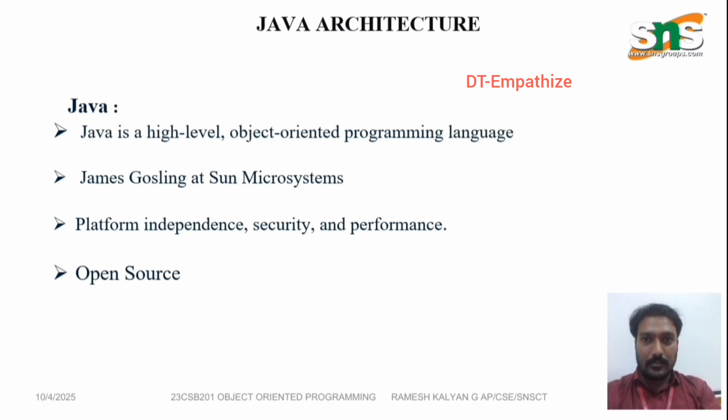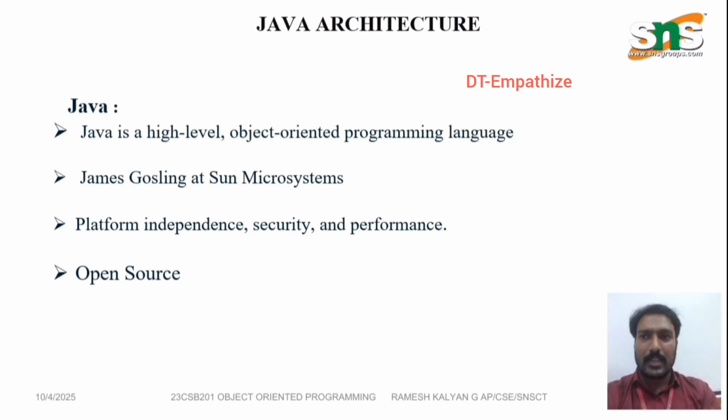So, before getting into the Java architecture, we'll see what Java is. Initially, Java is a high-level programming language. It is used most widely. It uses the concepts of object-oriented programming, like encapsulation, abstraction, inheritance, and polymorphism. Java was initially founded by James Gosling at Sun Microsystems. Later on it was acquired by Oracle.